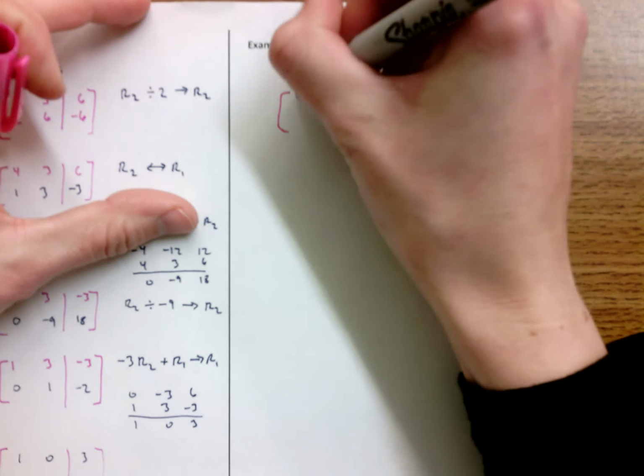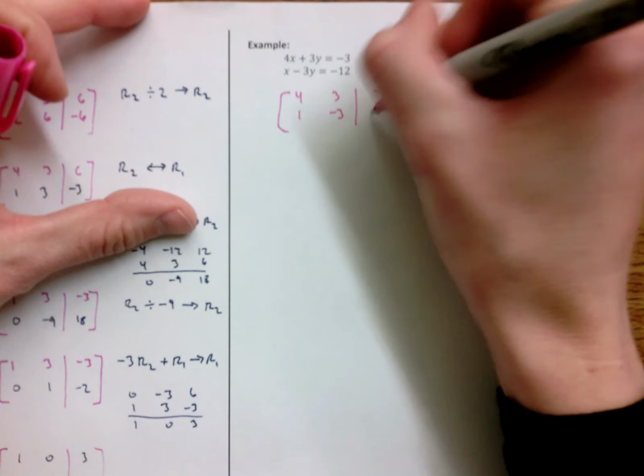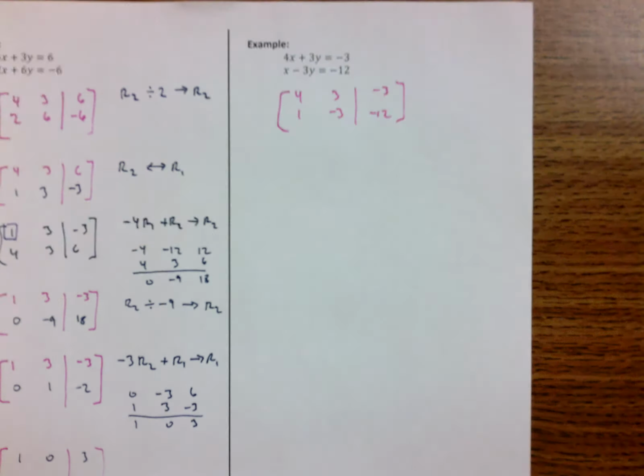So let's try this one. So 4, 3, 1, -3, and then -3, -12. There's my matrix. That part's really easy.